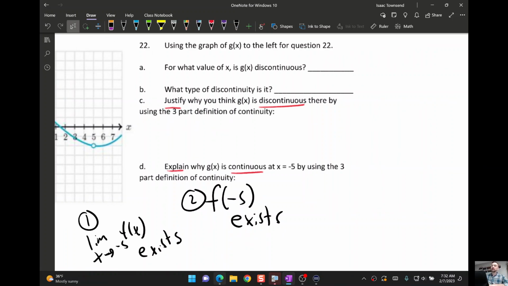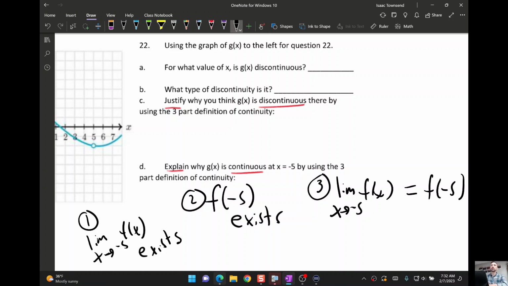But I really worry that if you try to explain part 3 in words, you're not going to do it completely without any holes in your explanation. I'm not saying that it's not possible, but it's a whole lot easier to just say the number that it's approaching on the left and the right, the limit, is equal to what the point is. It's a whole lot easier to say that than to write a few sentences and not have any holes in your logic. So.